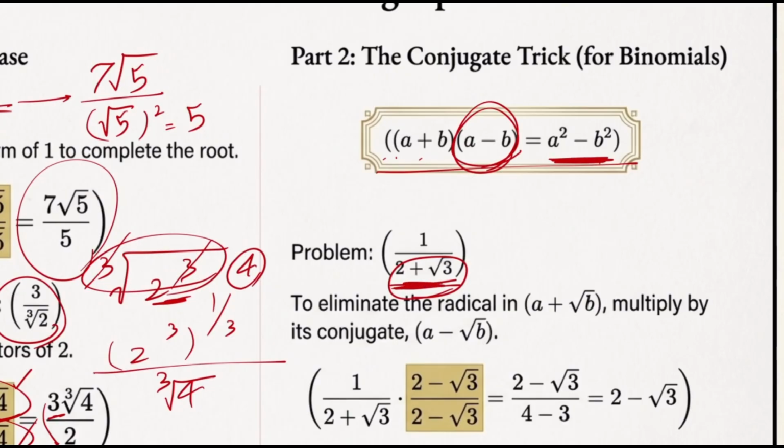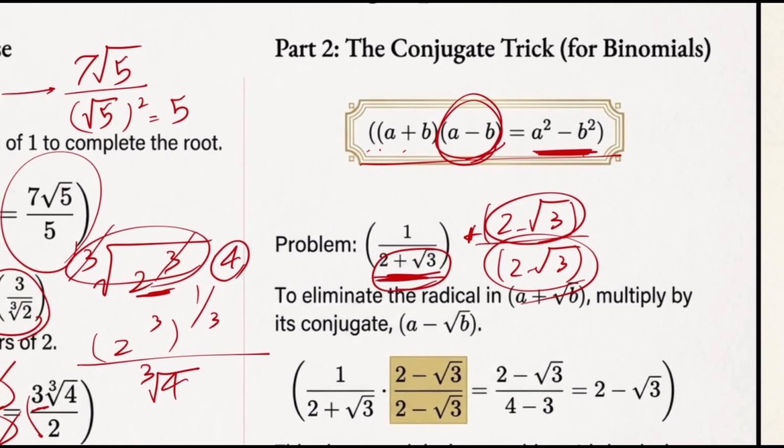What is the number, or what are the terms, that I need to do that? Multiply by 2 minus root 3 divided by 2 minus root 3. So right now I can multiply the numerator and denominator by these two numbers. So what would happen at that time? My a is going to be 2, and b is going to be root 3.